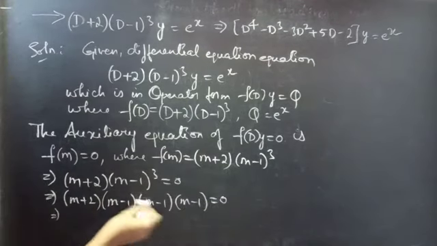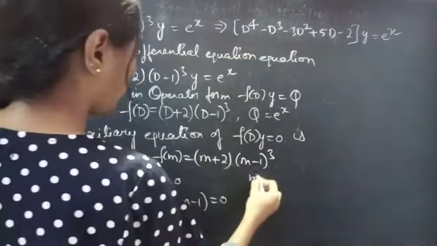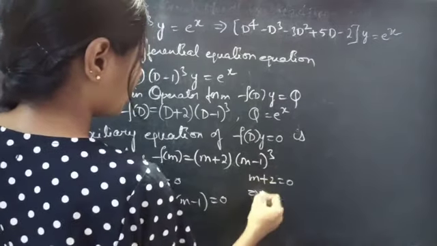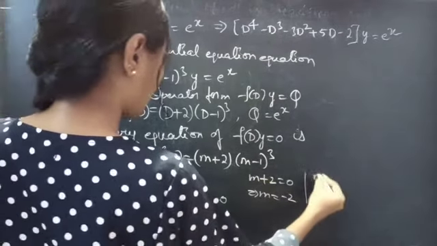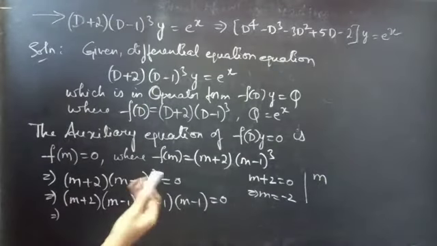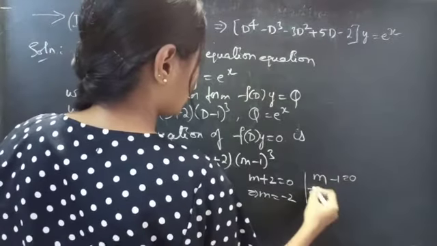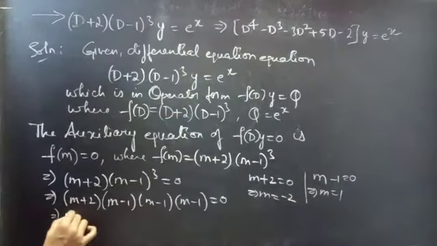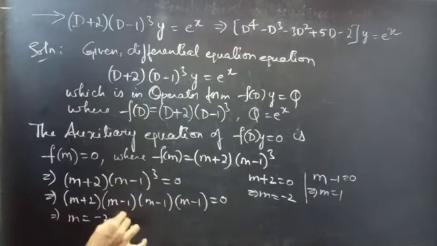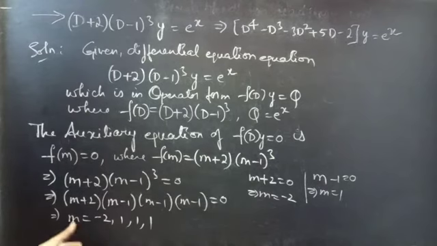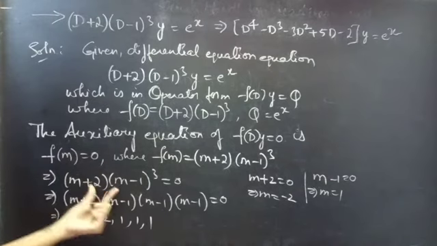Now equate each factor to 0. If you equate m + 2 = 0, you get m = -2. If you equate m - 1, here we have three (m-1)s, right? So if you equate m - 1 to 0, you'll get m = 1. Then our roots will be m = -2, 1, 1, 1, right? 1 is repeating thrice and -2 is a distinct root. So m = -2, 1, 1, 1 are the roots of the auxiliary equation.